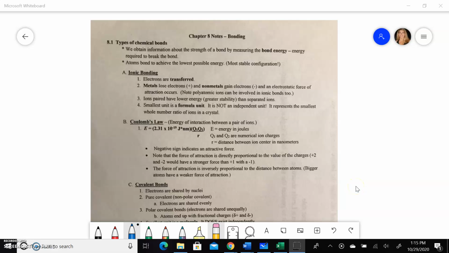All right, the good news about Chapter 8 is that most of this you have heard of, but there are a few new topics, so just pay close attention and I'll try to highlight the things that you haven't seen before. This is all about bonding, which means two atoms can come together and form a compound.